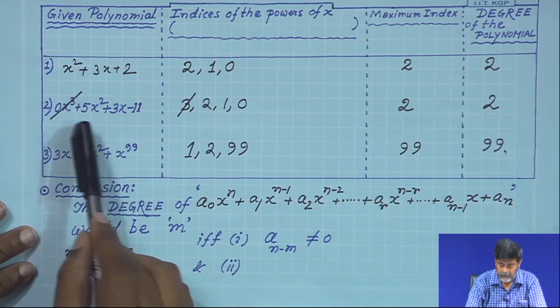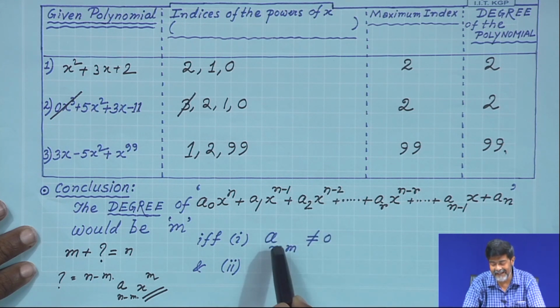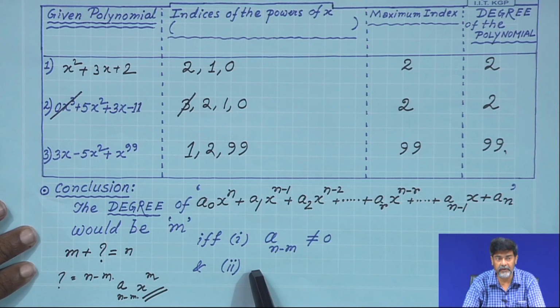Therefore, for x to the power m to be present in the polynomial, the coefficient of x to the power m, namely a n minus m, must not be 0. Otherwise, the term will be absent, vanished. Again, we must have the second condition, that the terms with powers higher than m must be absent from the polynomial. Therefore, those coefficients must be zeros.